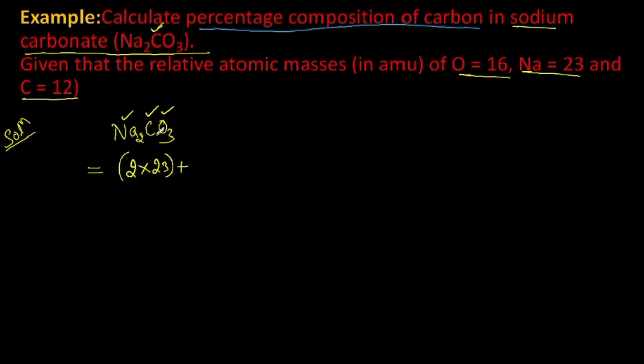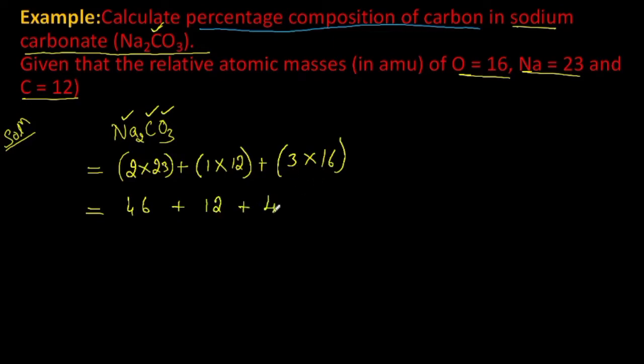plus we have to add it for carbon. Number of atoms of carbon present in this molecule is only 1 into the total atomic mass of the carbon is 12, plus the number of atoms of oxygen present in this molecule is 3 atoms into atomic mass of the oxygen is 16, which is equal to 23 2s are 46 plus 12 ones are 12 plus 16 threes are 48.